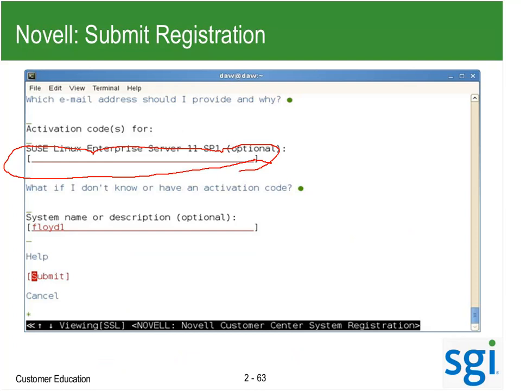You don't actually have to have an activation code. You should be able to get updates for, I think it's 60 days still. But I kind of like to actually register the system and make sure that the registration's working. So don't be afraid to send me email in this area. And then once I've got that stuff done, I do a submit.